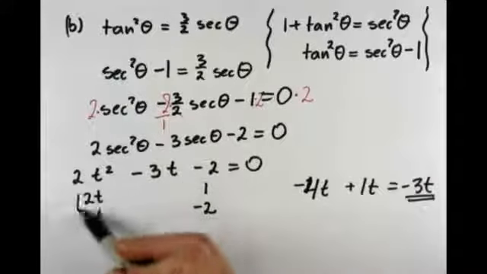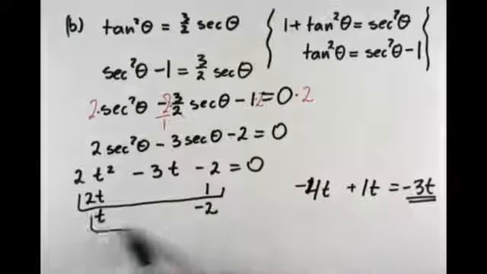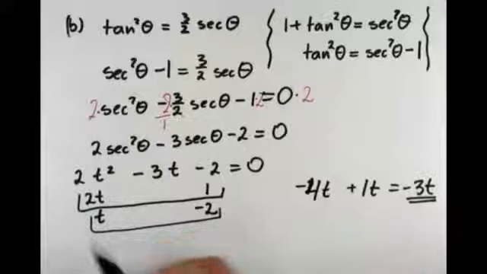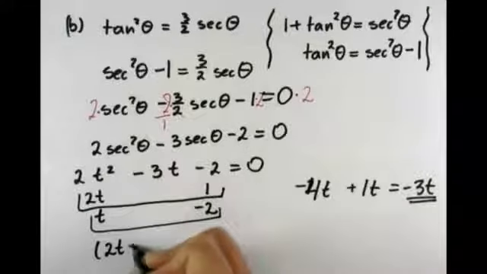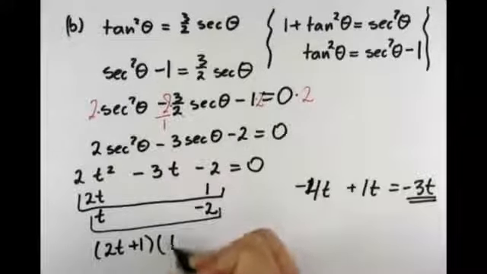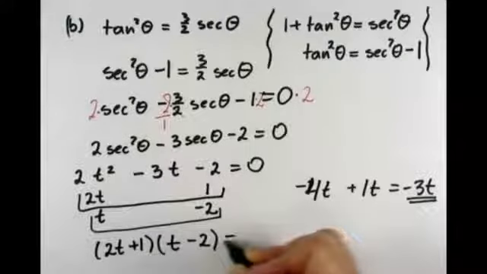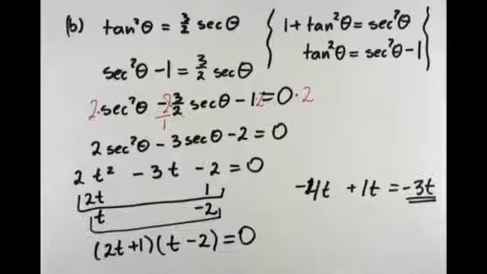So my first bracket is my first row, second bracket is my second row. So the first bracket is 2t plus 1, and the second bracket is t minus 2, equal to 0. But t was secant.